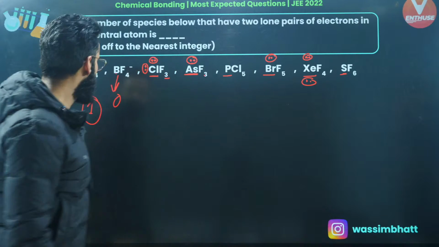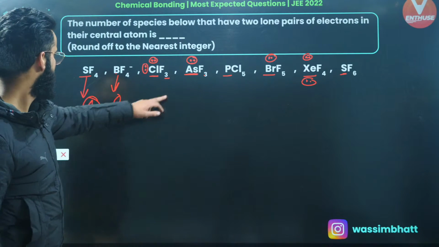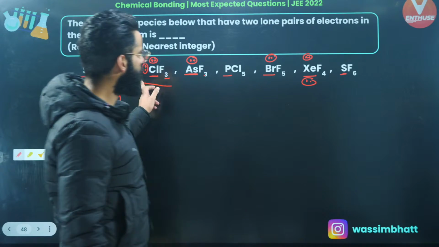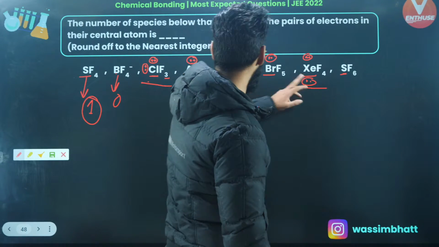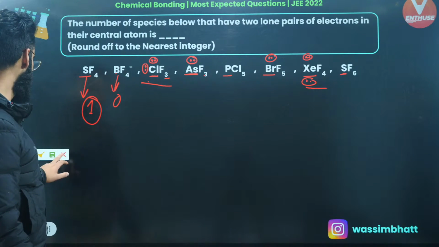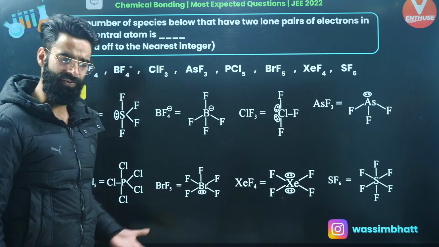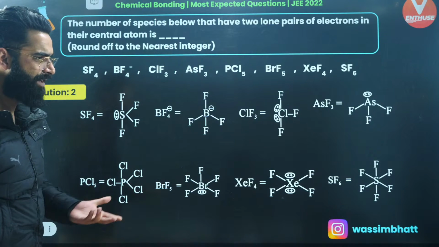So how many molecules do we have where the central atom has got only 2 lone pairs? Have a look. This has got only 2 lone pairs, 2 lone pairs. So there are only 2 molecules among all where the central atom has got 2 lone pairs. So 2 is going to be the answer of this particular question, right? You can look at their structures as well. Perfect. You guys can easily draw them, I'm sure.